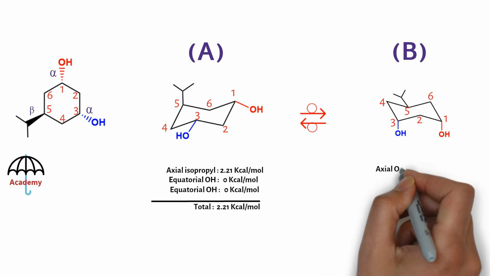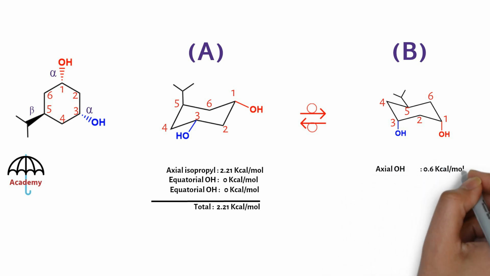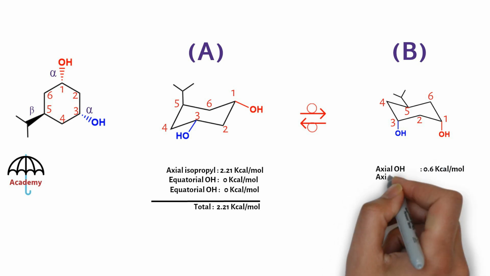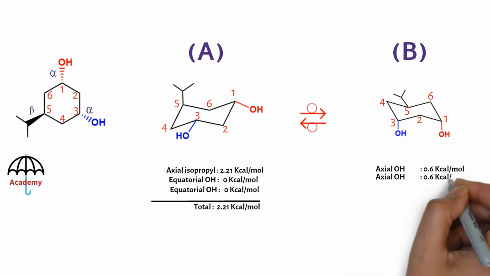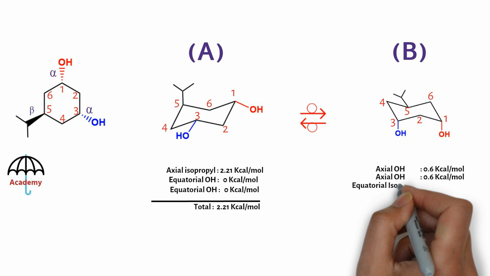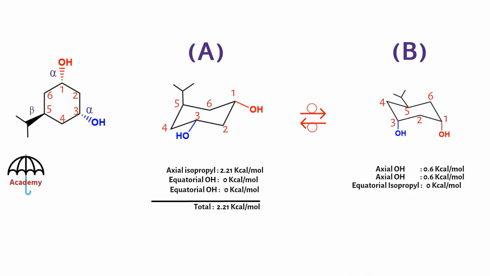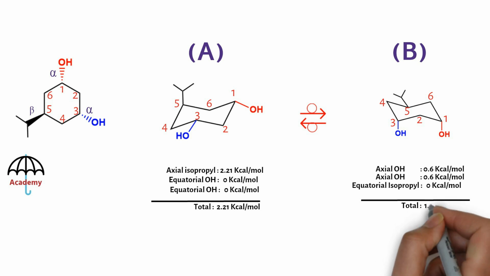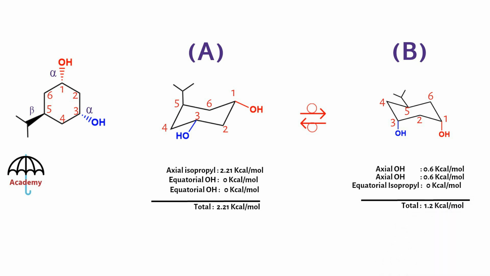In the conformer B, each axial hydroxyl group contributes torsional strain of 0.6 kilocalories per mole. Equatorial isopropyl group does not contribute anything to torsional strain. Total torsional strain in this conformer is 1.2 kilocalories per mole. Thus, based on A values, it is obvious that conformer B is more stable than conformer A. And therefore it will dominate the equilibrium.